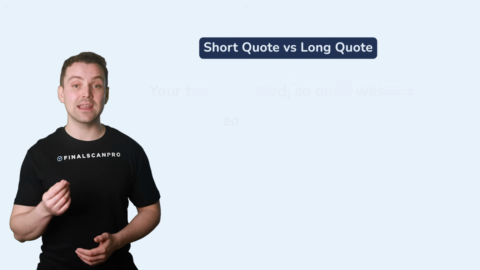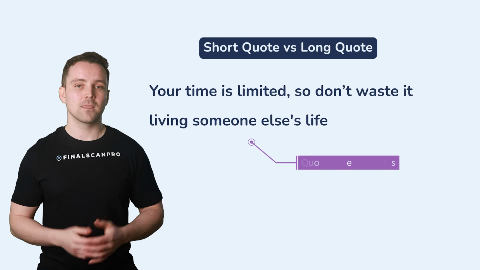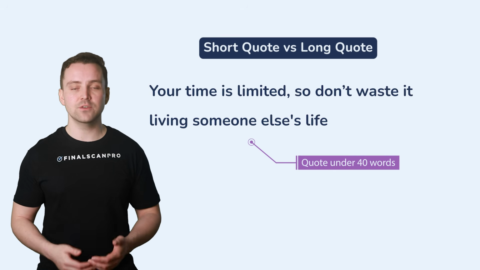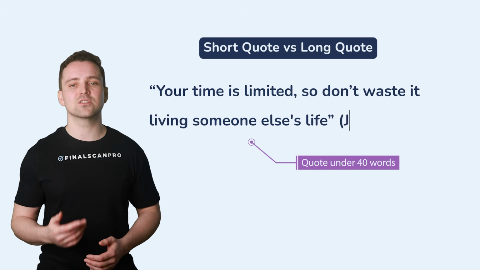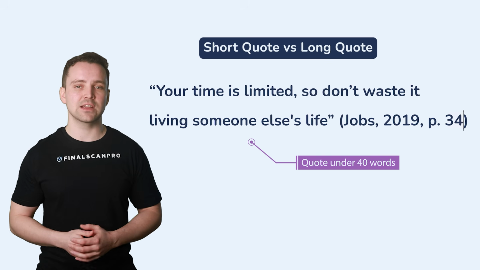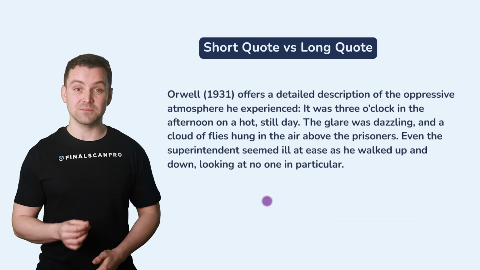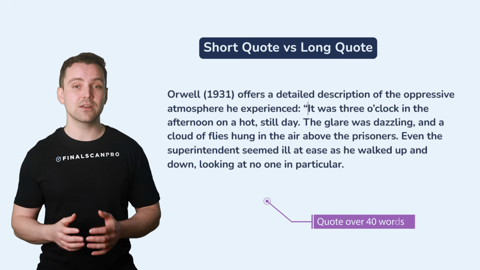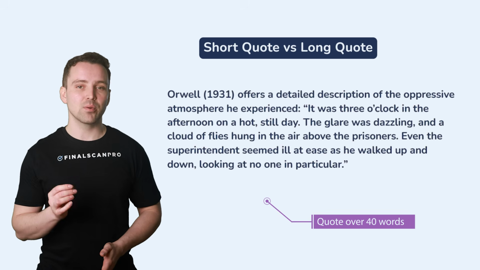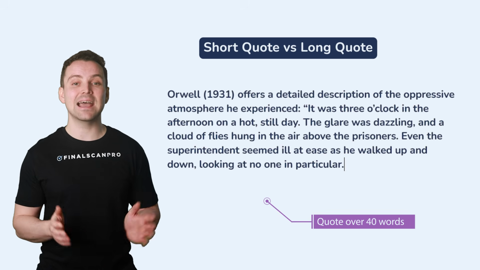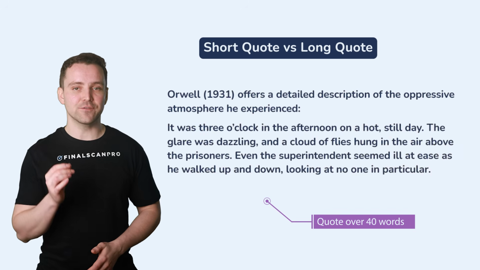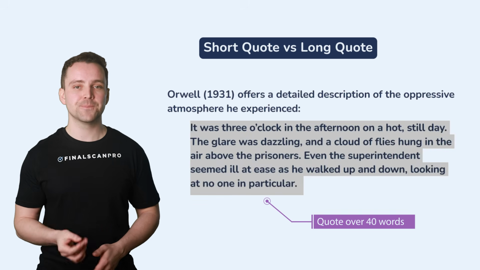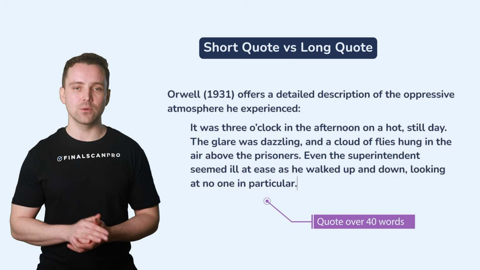Now, let's look at the difference between a short quote and a long block quote. If your quote is under 40 words, you follow the standard rules. Place it inside quotation marks and add the citation at the end. But if the quote is more than 40 words, instead of using quotation marks, you place the quote on a new line and indent it, so it forms a separate block of text. This is called a block quote.